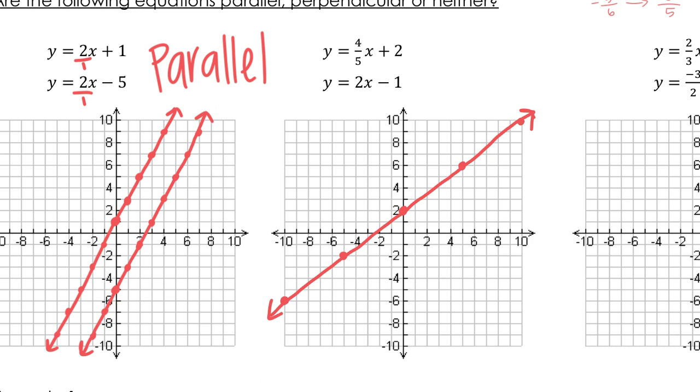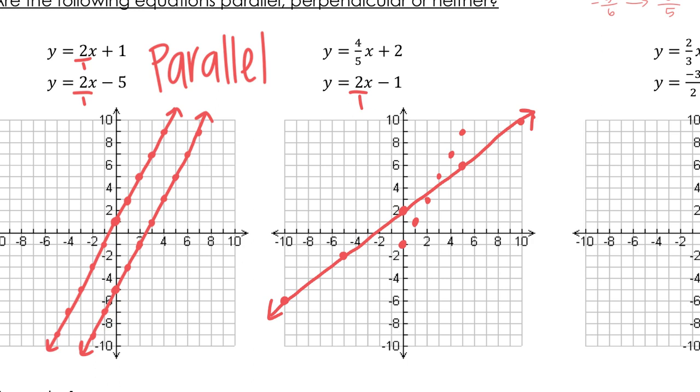All right, let's graph that second equation and see what happens. y equals 2x minus 1. In that equation, my b is negative 1, so I'm going to begin at negative 1 on my y-axis. And I'm going to count my slope. My slope is 2 over 1, so I'm going to go up 2, right 1, as far as I possibly can.